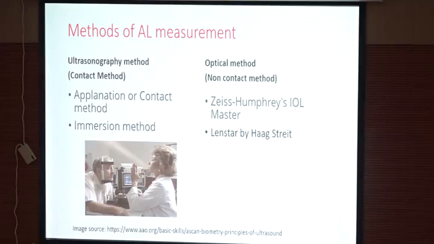So how do we measure the axial length? We have different methods available. The first is the ultrasonography method or the contact method. Under this we have the applanation method. We can see the image over here. It's much like Goldmann applanation tonometry, but it's not very commonly used. Then we have the contact method, which is the handheld method with a probe, and then we have the immersion A-scan method. Under the optical methods, we have the Zeiss Humphrey IOL Master and the Lenstar by Haag-Streit. So these are non-contact methods.